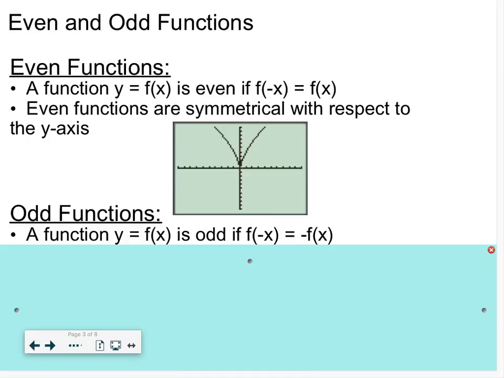For an odd function, our algebraic definition is that, be careful with all of these negatives, f of negative x equals negative f of x. Write it down and then we'll process it.